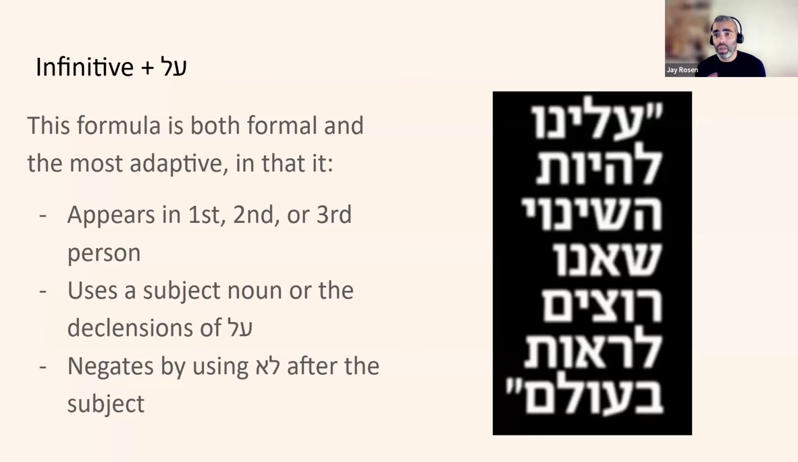Al allows us to do a lot more. It allows us to do first person, second person, and third person alike. We must, they must, I must, he must, she must. All those things that we use must or have to, if we understand commands as a much larger family of things, we can use the preposition al. And we can use it in a couple different ways. We can simply say al followed by the subject, or we can do the declensions, the quote-unquote conjugations of al.